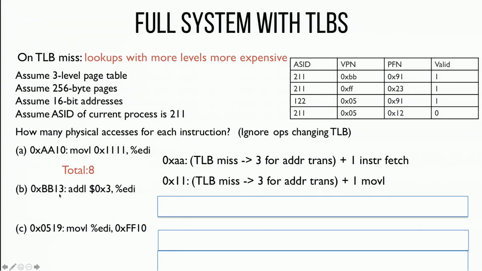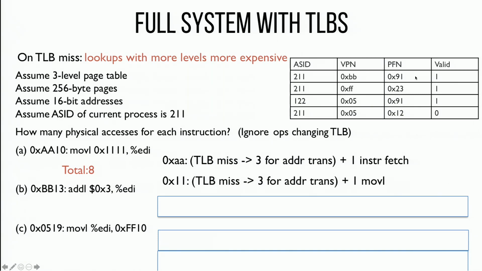Now we are fetching another instruction that lives at BB13. So is this in our TLB? So we look for BB. It is this address space identifier. That's great. It is valid. And so now I don't care what's in those multi-levels of page tables. I just know the answer. That virtual page lives at physical page 91. I am very, very happy.